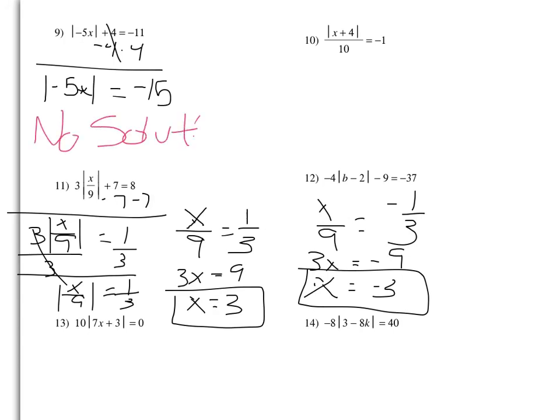Now, the reason there is no solution is because you have an absolute value equaling a negative number. An absolute value is always positive, so it'll never equal a negative number. Therefore, if you get an absolute value by itself and it's set equal to a negative number, you're just going to jump right to no solution. So please make sure you look for that as you do some of these problems later.